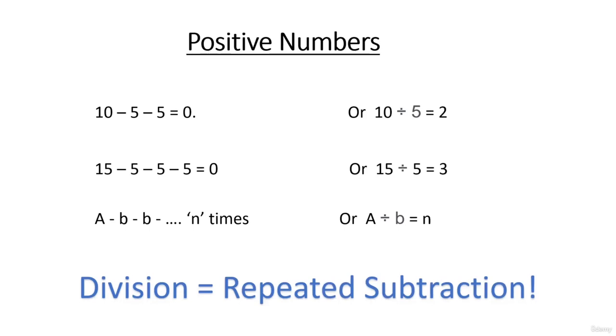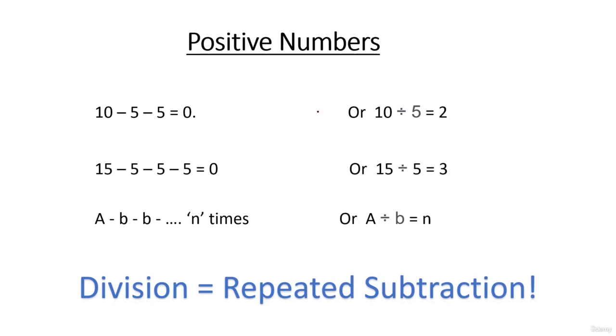Let's say I write 10 divided by 5. It tells me how many times we can break 10 into parts of 5. So the answer is that we can break 10 into parts of 5 exactly two times, right? 5 and 5. 5 plus 5 is 10, right? So this is the meaning of division. It's basically repeated subtraction. How many times can we subtract the number 5 from 10?